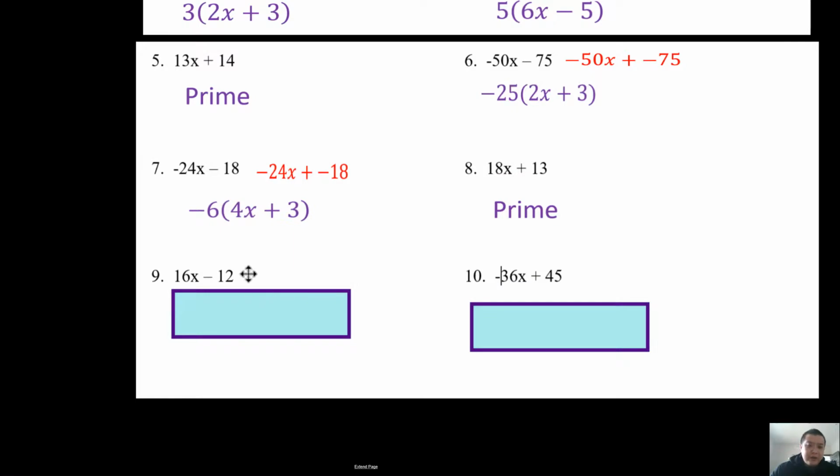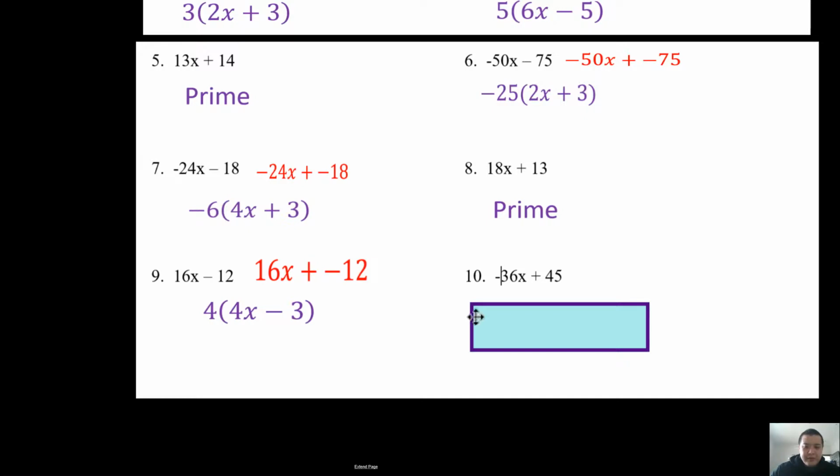Go ahead and try out number 9 and number 10. Here, we're going to again rewrite it and then factor out a 4, getting us 4 times 4x minus 3. Here we have a negative coefficient, so we're factoring out a negative 9, and therefore negative 9 times 4x minus 5. A common mistake is to only factor out a 3. Make sure you're factoring out the greatest common factor. The greatest common factor of 36 and 45 is 9, so we're factoring out a negative 9.